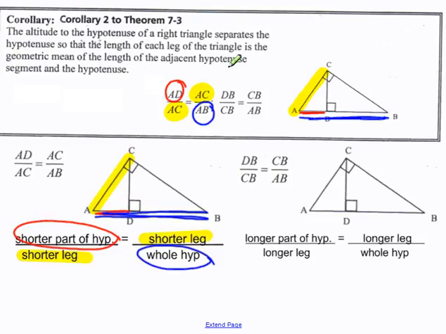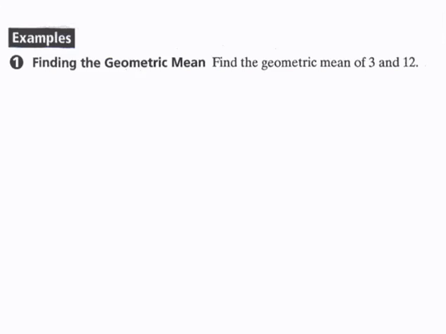Here we've got the long leg of the triangle. The long leg of the triangle. And then we're going to do the long part of the hypotenuse, this part, and we're going to use the whole hypotenuse. This part. Now that looks really confusing until you start putting it in place. So let's actually get some numbers here.